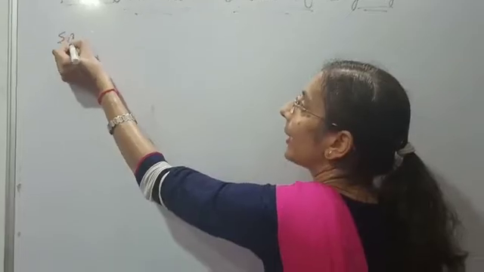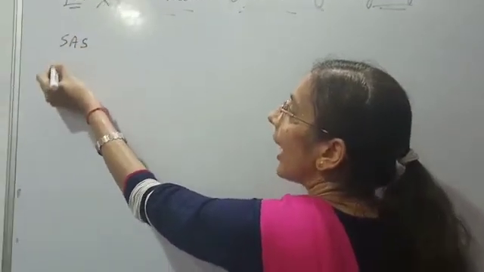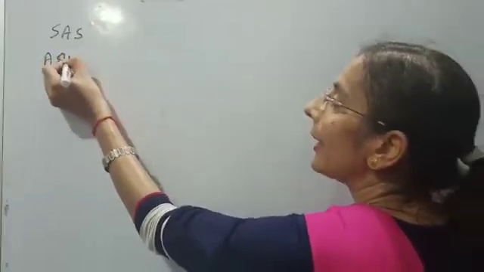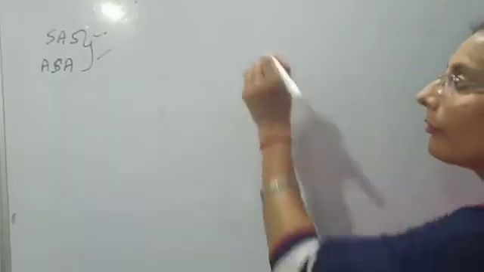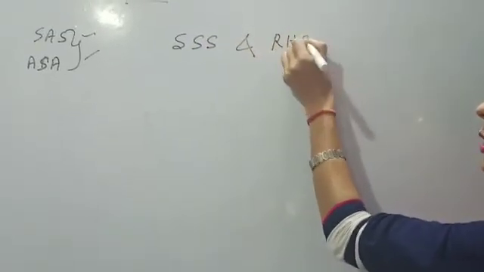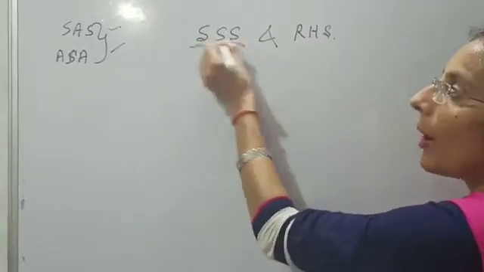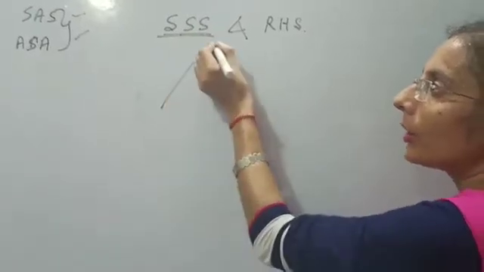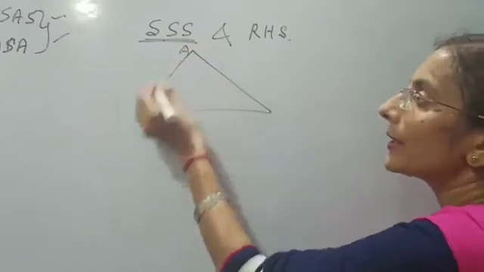As you know, we have completed the side-angle-side criteria and the angle-side-angle criteria. These both criteria we have completed. Today we will discuss the SSS criteria and RHS congruency. So firstly, about the SSS criteria.